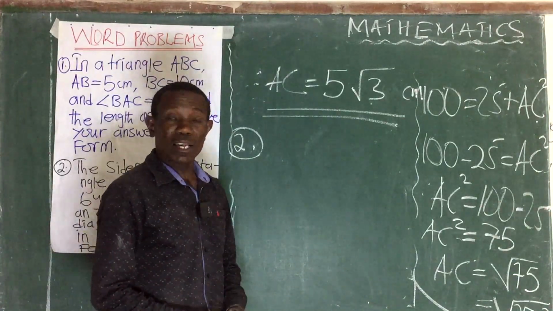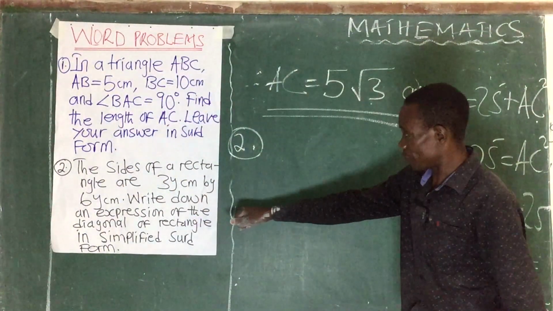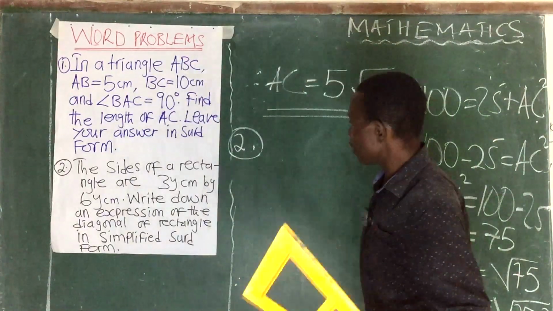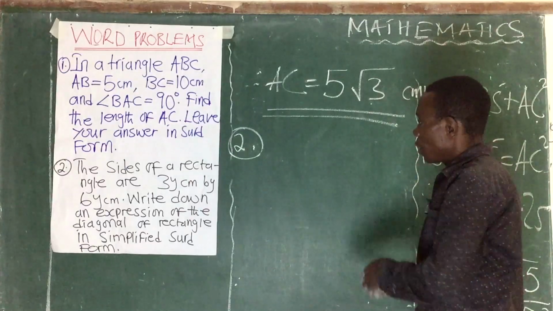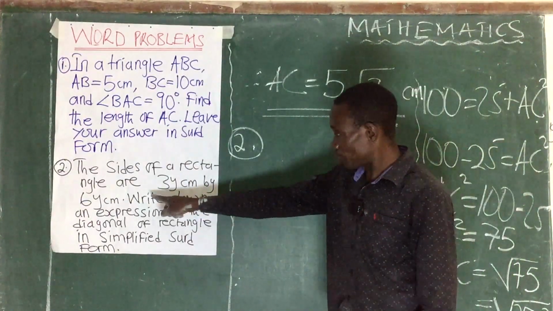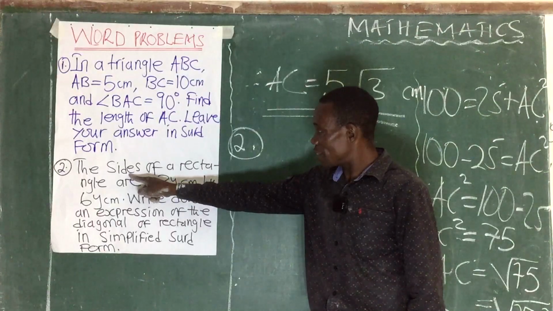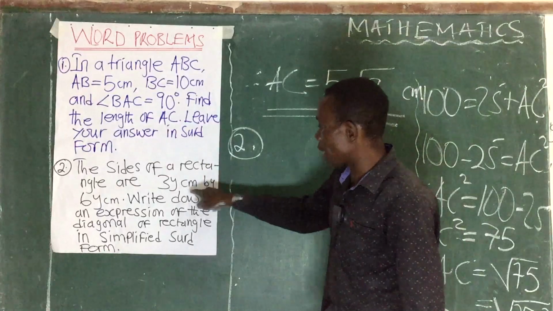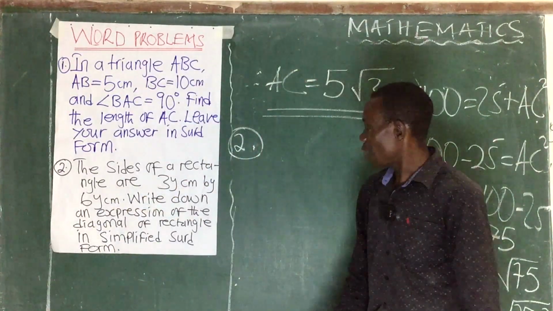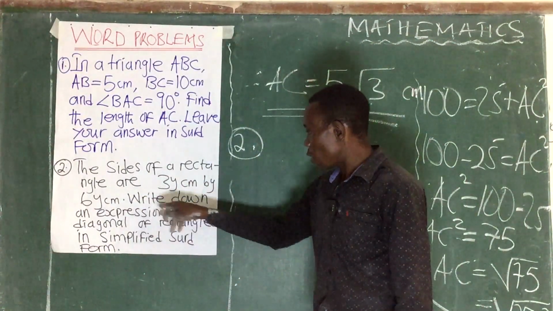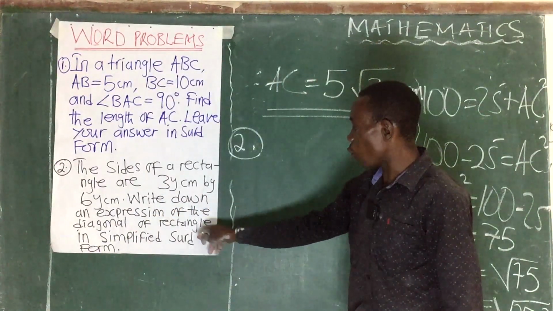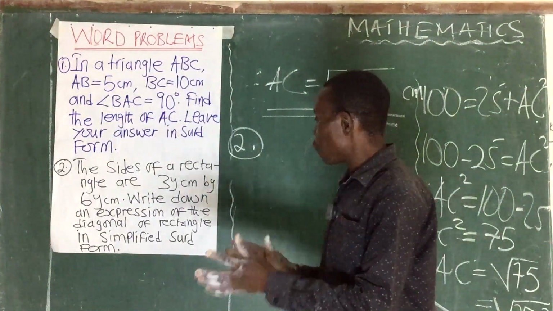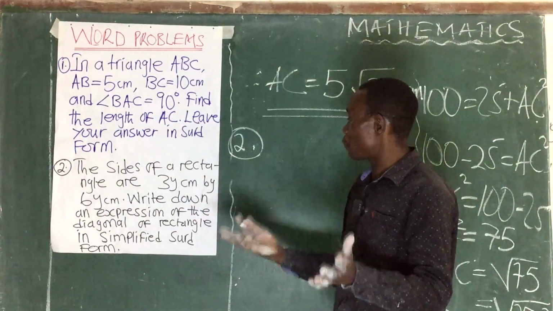So let us look at this example together and see what we're going to get from this one. This one talks about a rectangle. Here we're told that the sides of a rectangle are 3y centimeters by 6y centimeters, and they ask us to write down the expression of the diagonal of the rectangle in simplified surd form. What would be the diagonal of a rectangle in simplified surd form?